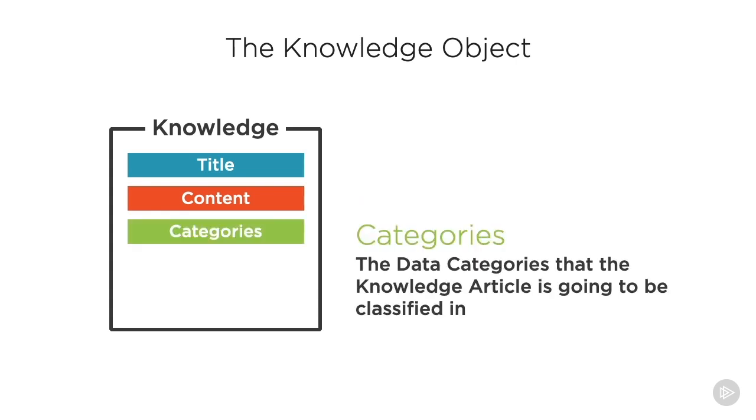Once you gave a title and content to your knowledge article, you can then classify it using data categories. Those allow you to store your knowledge articles in broad categories to help your users find the knowledge articles more easily. For example, you could have categories for your product lines, departments, etc.